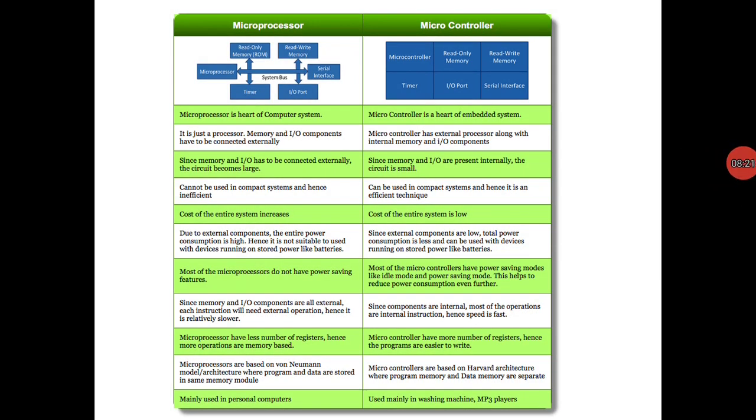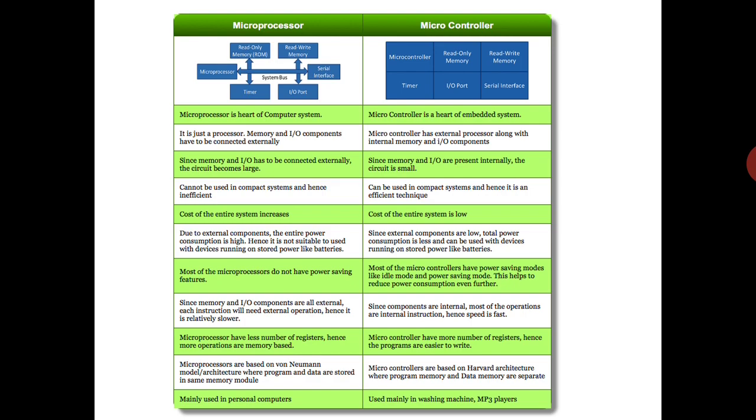Next, since memory and input output components are all external, each instruction will need an external operation, hence it is relatively slower. All the external circuits are connected, so that's why instruction execution is also slow, and the relative operations speed is slow. Since components are internal in a microcontroller, most of the operations are internal instructions, hence speed is fast. Speed of microcontroller is fast.